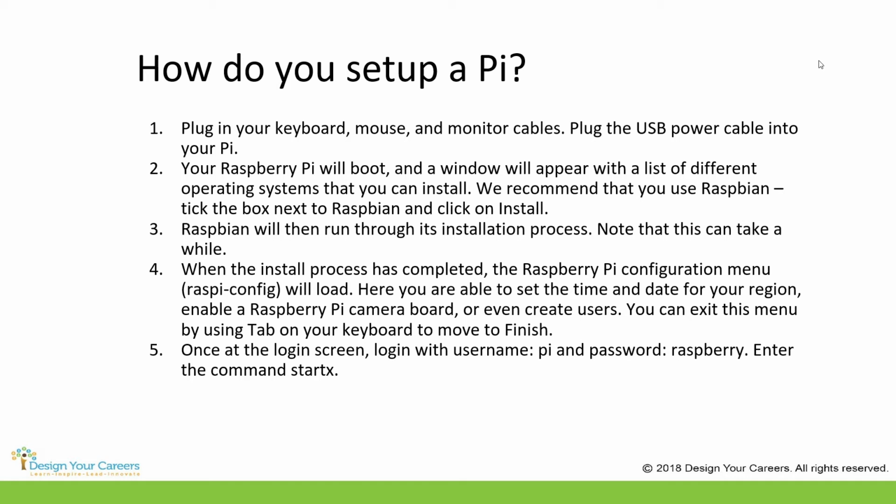Your Raspberry Pi is going to boot, and you're going to get a set of different operating systems that you can install. I recommend Raspbian because it's quite simple to use and it's quite light. Once it runs through the installation process, it's quite easy. Just wait. It'll be about 20 to 30 minutes depending on the model of Raspberry Pi you bought. Once it loads, you simply log in with the username pi, password raspberry, and if you're greeted with the terminal, you just type startx and hit Enter, and you're right there.